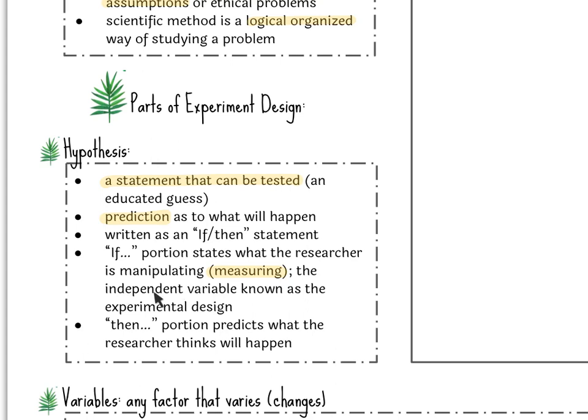And then it talks about the independent variable, which we'll talk about more down on the page. So that covers your if portion. It talks about what the researcher is changing. And the then portion predicts what the researcher thinks will happen.